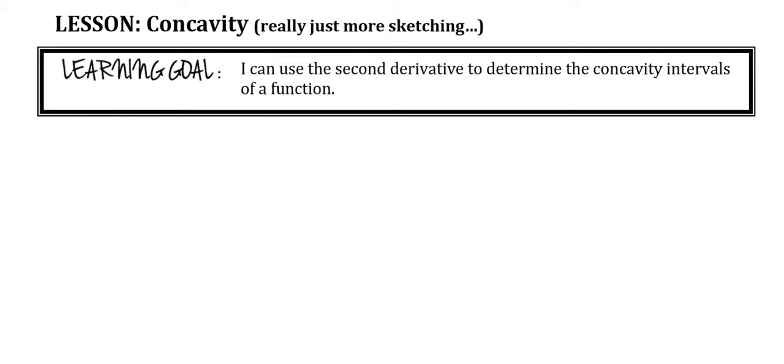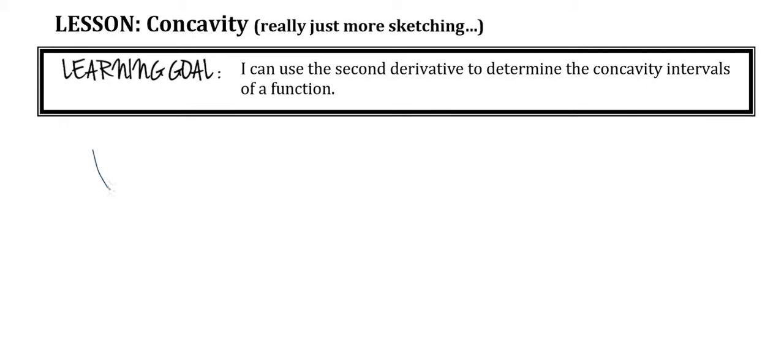Before we do that, we're going to talk about concavity, as you can obviously see here, but really what we're doing today is just more sketching, but then we include this extra property. If you've taken physics, you already know what concavity is. Like, you know concave versus convex, right? We don't talk about convex. We don't need to. You'll see why in a moment. We just talk about concave, and we look at curves like this.